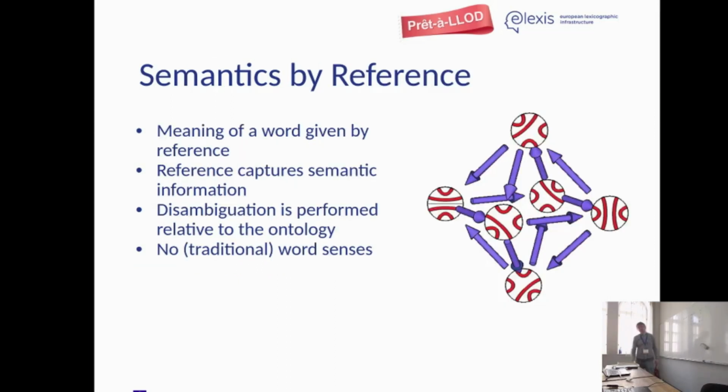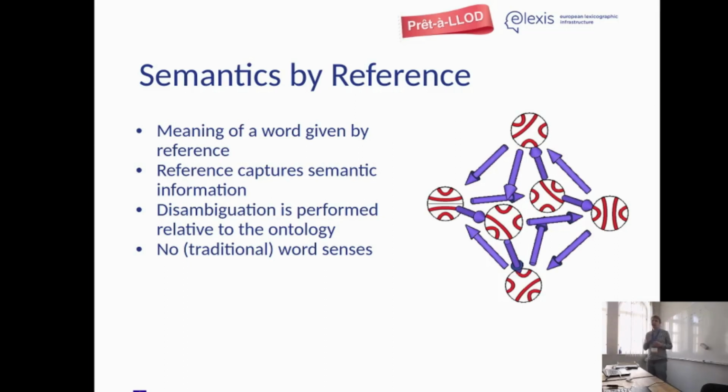So semantics by reference is the idea behind the model that is perhaps the most controversial, which says that basically the meaning of a word is given by a reference. It's given by saying there is another symbol in a formal language, typically an OWL ontology, which gives the meaning of the word. That means the reference can then provide very rich semantic modeling, and if we do any disambiguation, then we're doing disambiguation relative to an ontology.